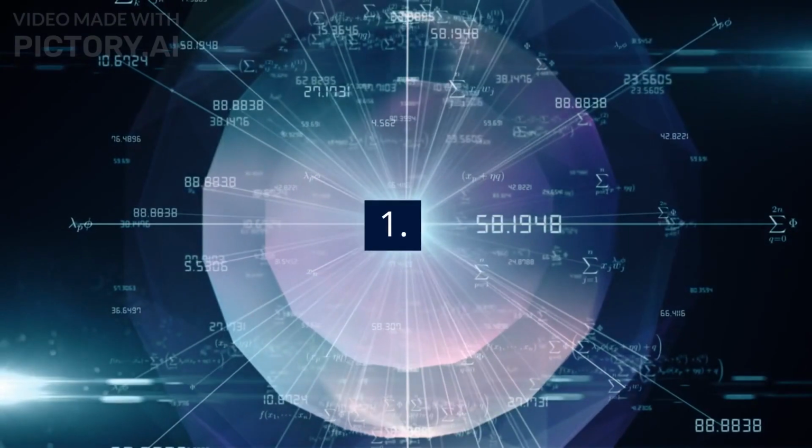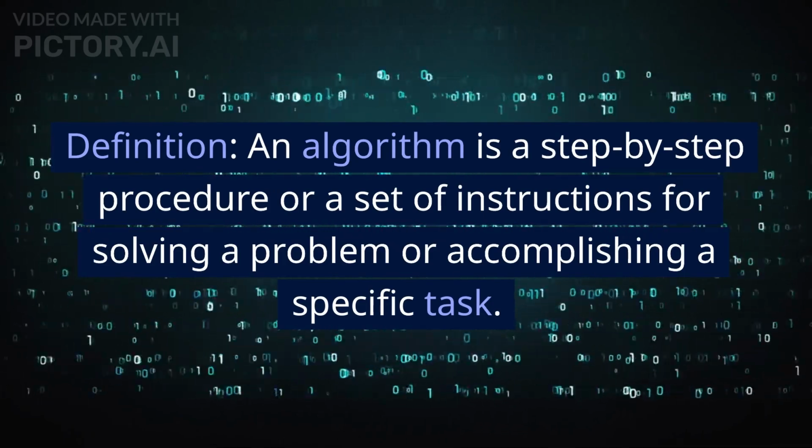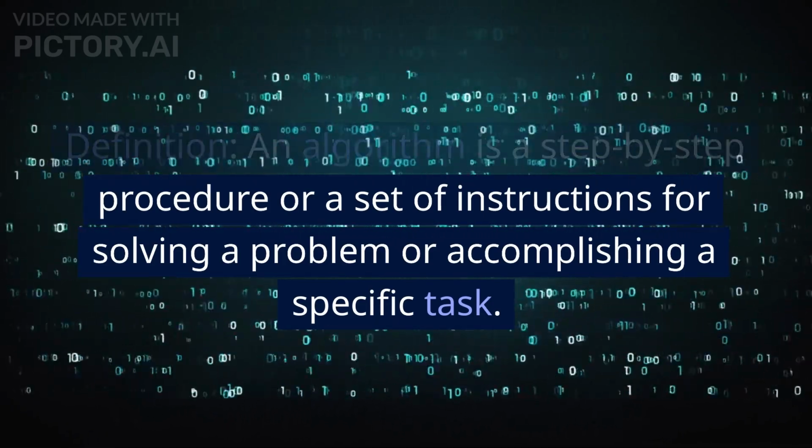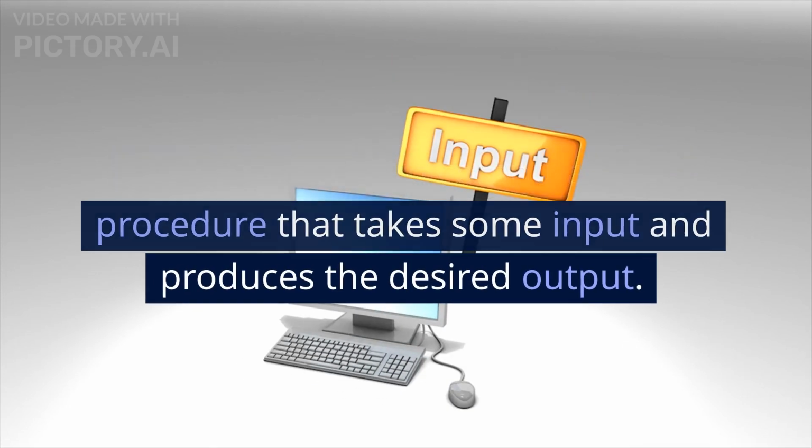Algorithms. 1. Definition. An algorithm is a step-by-step procedure or a set of instructions for solving a problem or accomplishing a specific task. It is a well-defined computational procedure that takes some input and produces the desired output. 2. Properties of algorithms.